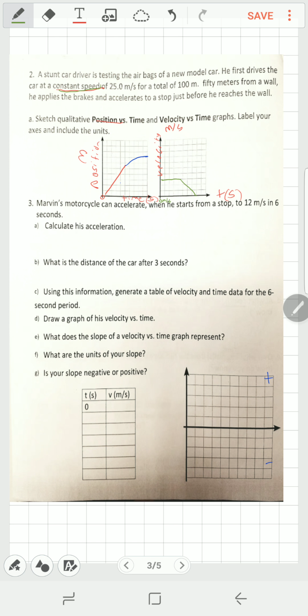Next, let's look at Marvin's motorcycle can accelerate when he starts from a stop to 12 meters per second in 6 seconds. We need to first calculate, it's asking us to calculate his acceleration. And before I do any of this, I'm going to erase this, get this out of the way, because I want to focus on, get everything else out of the way, and I'm going to go over the process.